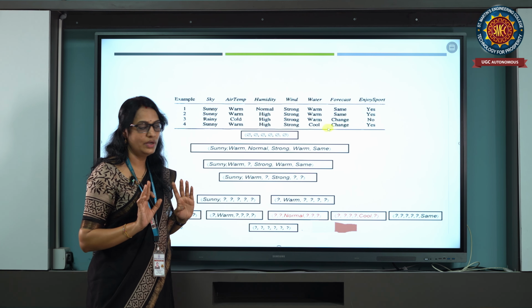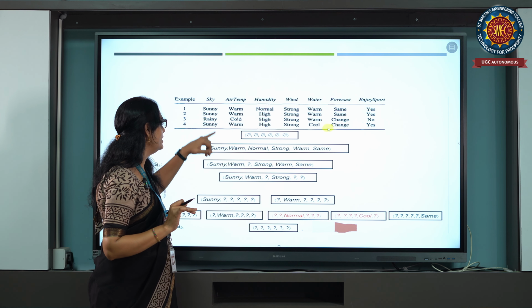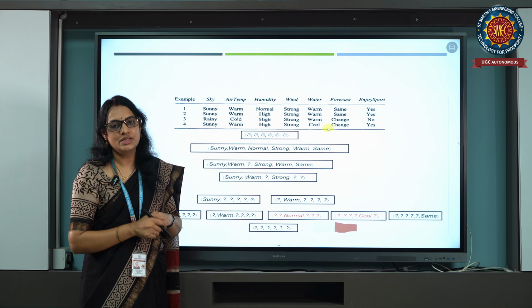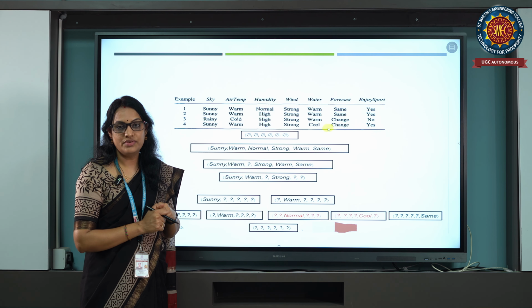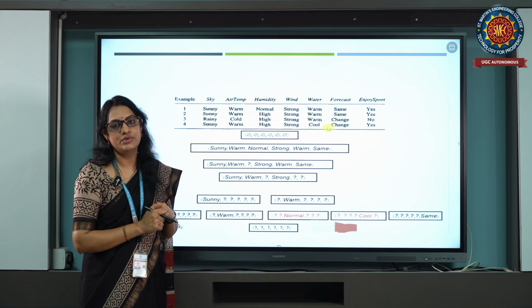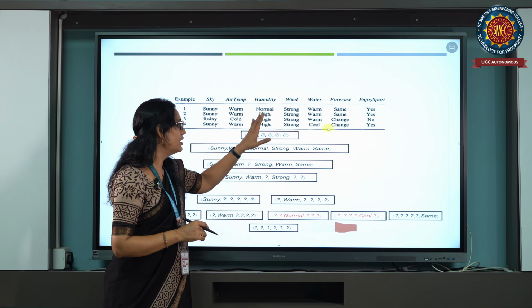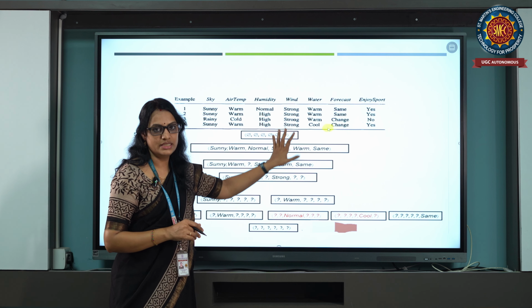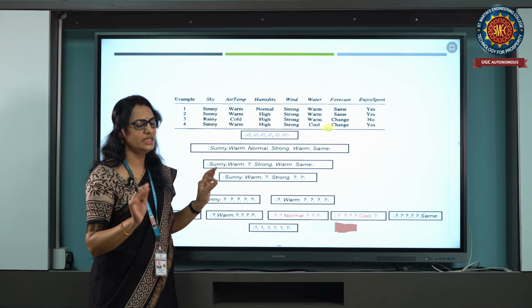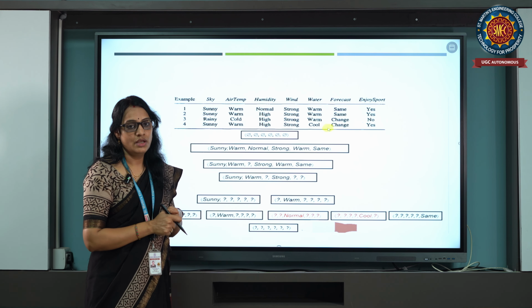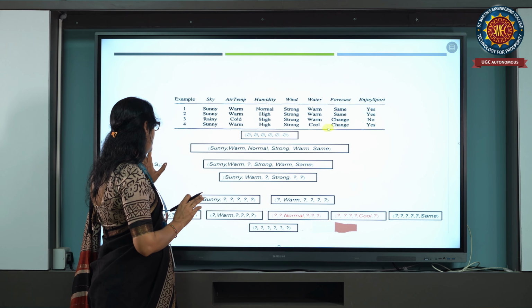question mark. Okay. So here, when I'm comparing the second example, sunny, sunny, warm are matching, but high and normal are there, so they are not the same. Then, as per the algorithm, we have to replace it with a question mark. So I got a question mark here, and strong is matching, warm is matching, same is matching. So there is no change. Only one attribute has changed for the S1 value. Okay, everything is completed here.